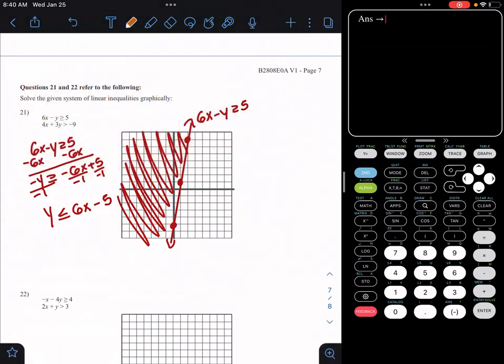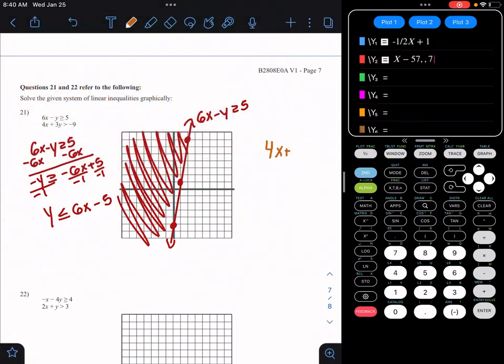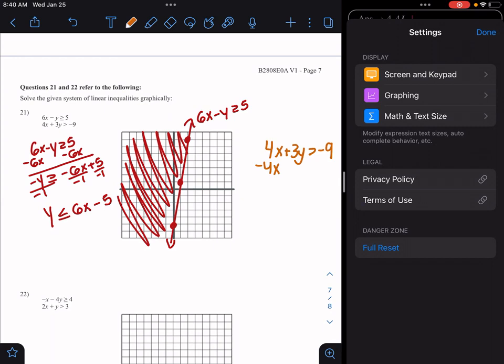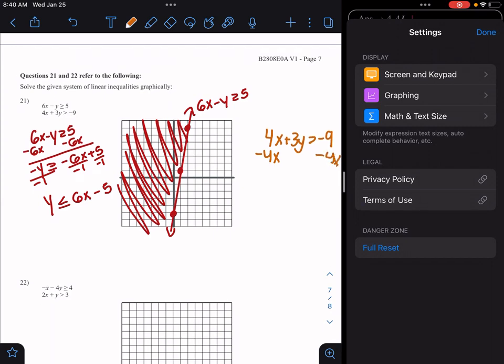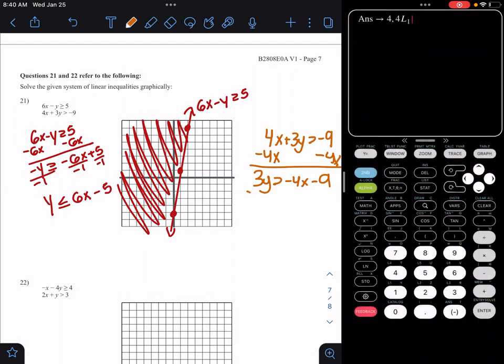And let's look at the next one. 4x plus 3y is greater than negative 9. To get rid of the 4x, we are going to subtract 4x. We get 3y is greater than negative 4x minus 9. And now we need to get rid of the 3, so I'm going to divide each number by 3. It's positive, so I don't need to flip my sign. So I'll have negative 4 over 3x minus 3. So negative 3, we're going to go down 3.